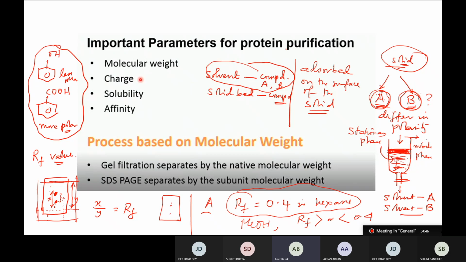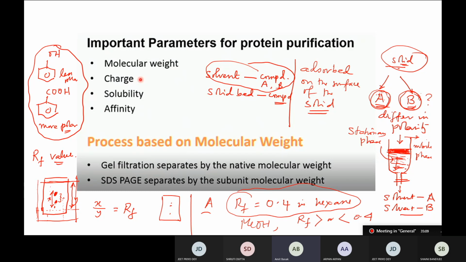Look at this again. I have said that there is always an interaction. There are two interactions going on. The interaction is between the silica gel, that means the stationary phase, and the solid compound, versus the solvent and the solid compound.